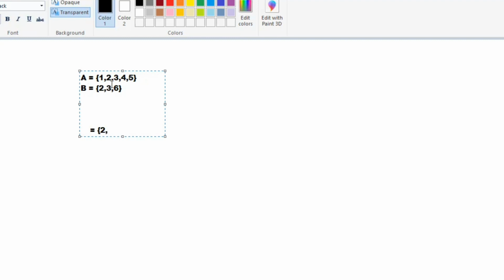After that, check 3. It is present in A and also in B, so we will write 3. After that, 4 is present in A but not in B, so we will not write that. After that, 5 is present in A but not in B, so we will leave that. So we have the final set as {2, 3}. And this is called the intersection.